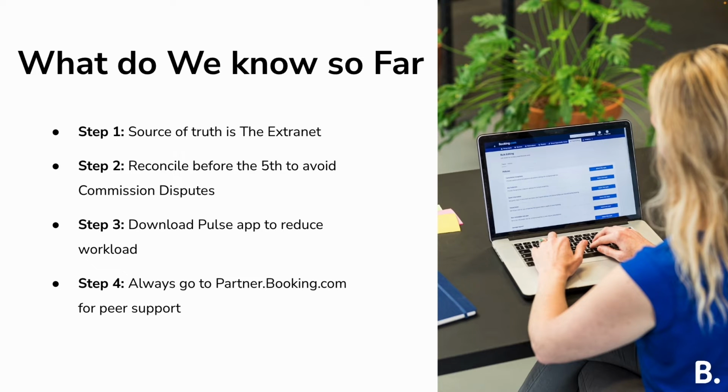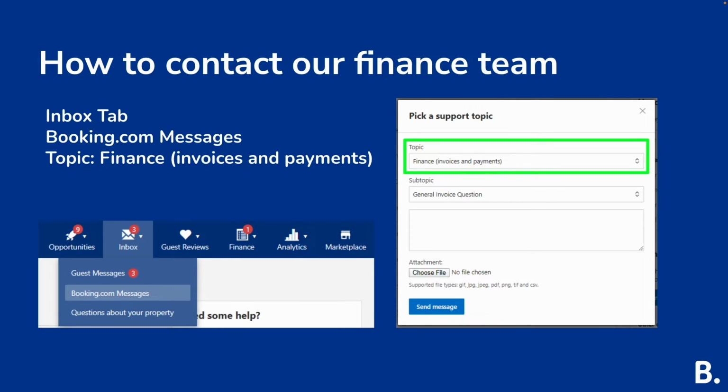So let's say you've done all that, but you still have a question for the finance team. You can check your inbox tab, go to Booking.com messages, and pick your topic as finance, invoice, and payments, and submit your information right in there and send a message. The credit control team is great about getting back to you with any and all questions through the Booking.com messaging center.